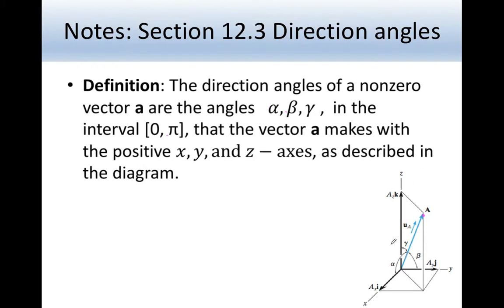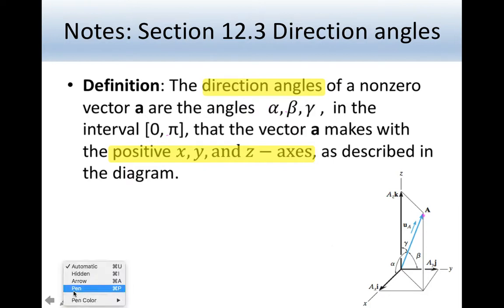Vector A makes with the positive direction angles with the positive X, Y, and Z axis. So here's my vector A in blue, and you can see that alpha, the angle alpha, is from the unit vector I along here, along the A. What is the angle here with the positive X axis? How big is that angle?